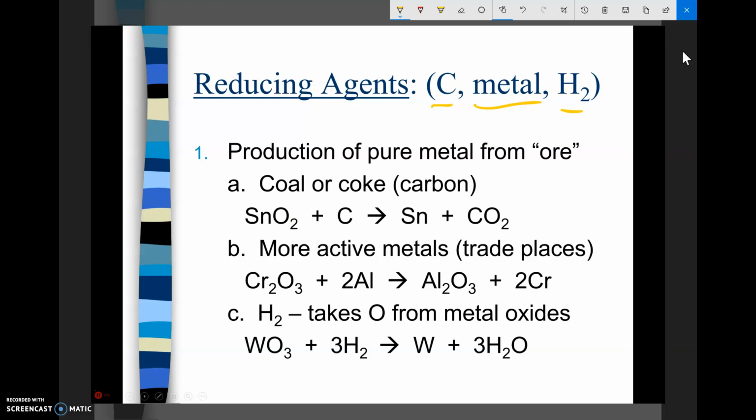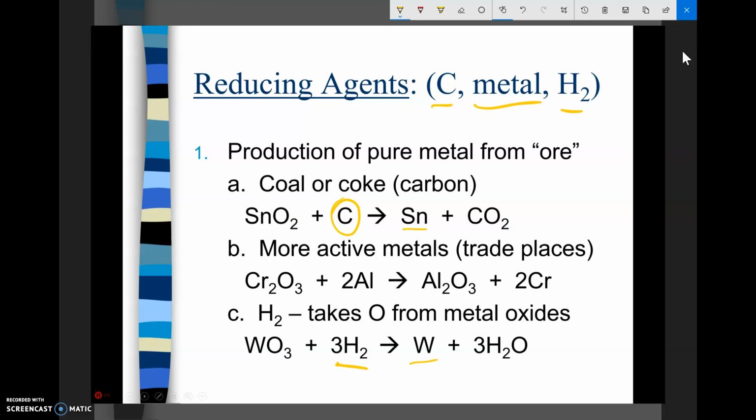So right here, you can see the carbon. Carbon is used to produce pure metal. So in this case, it's being used to produce the Sn. Also, hydrogen can be used to take oxygen from metal oxides. That's down here. So this is hydrogen taking oxygen from metal oxides to form tungsten.